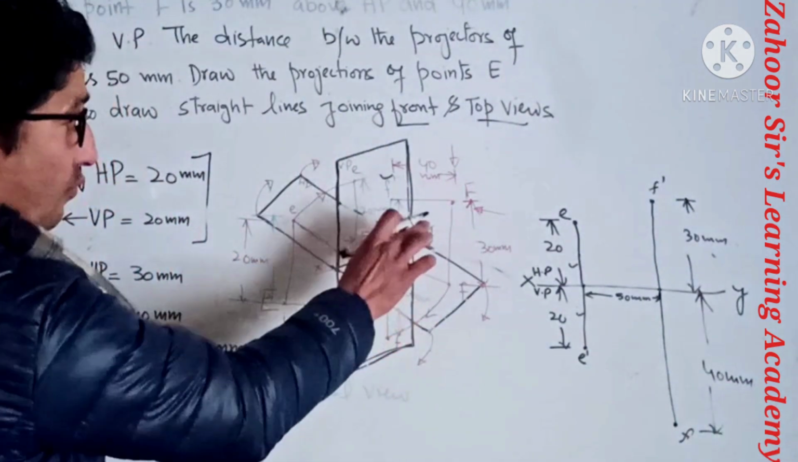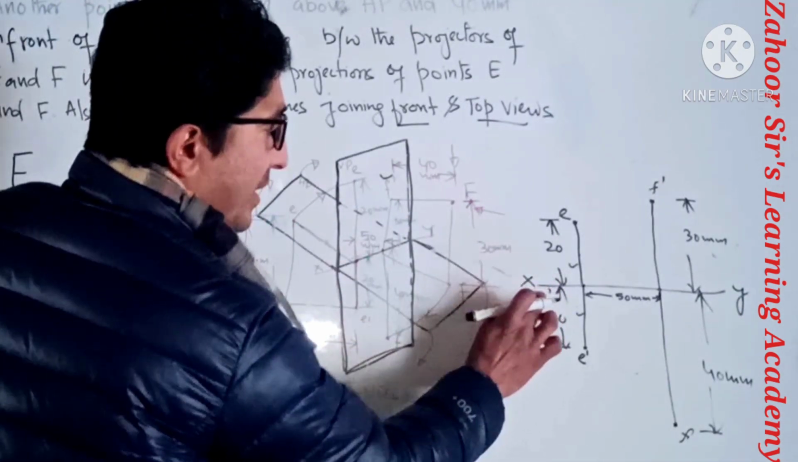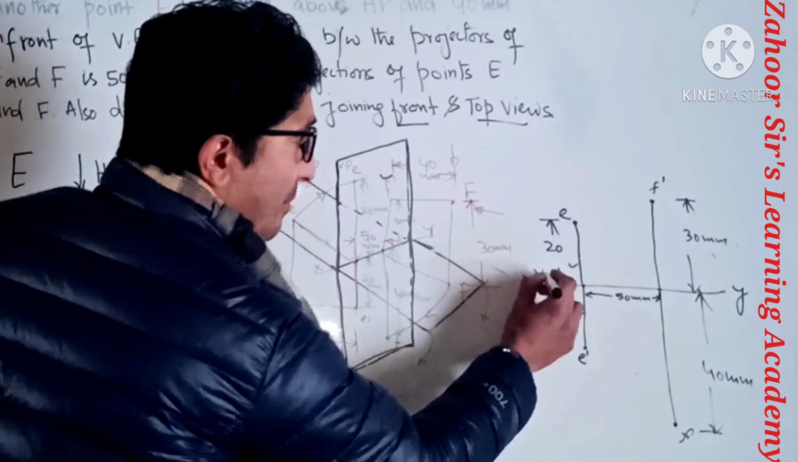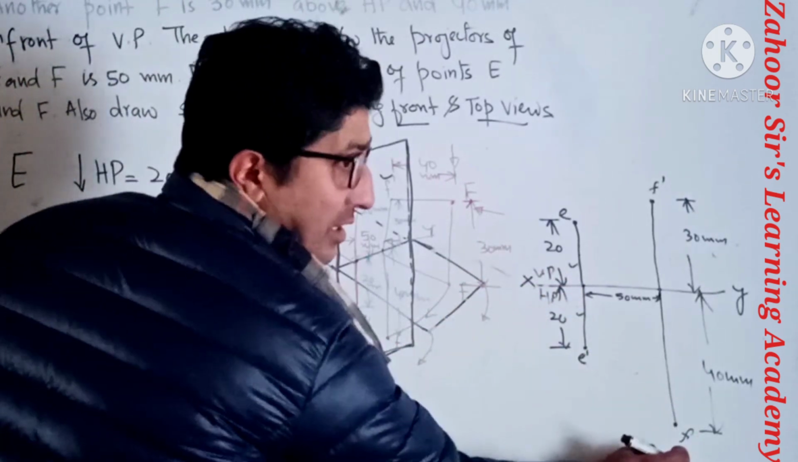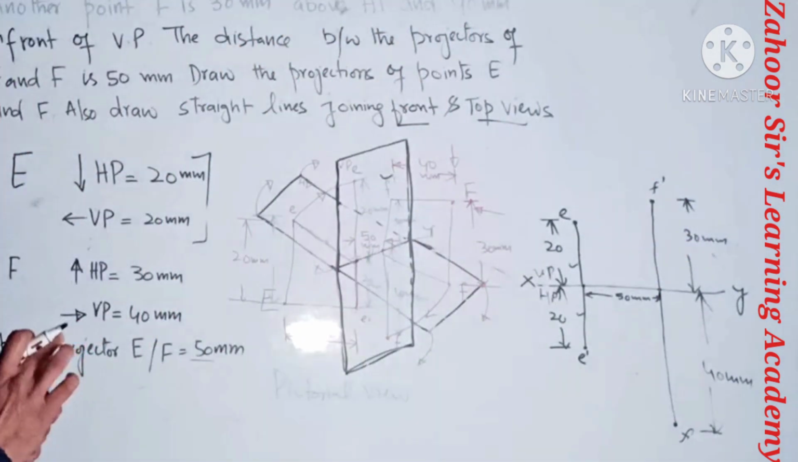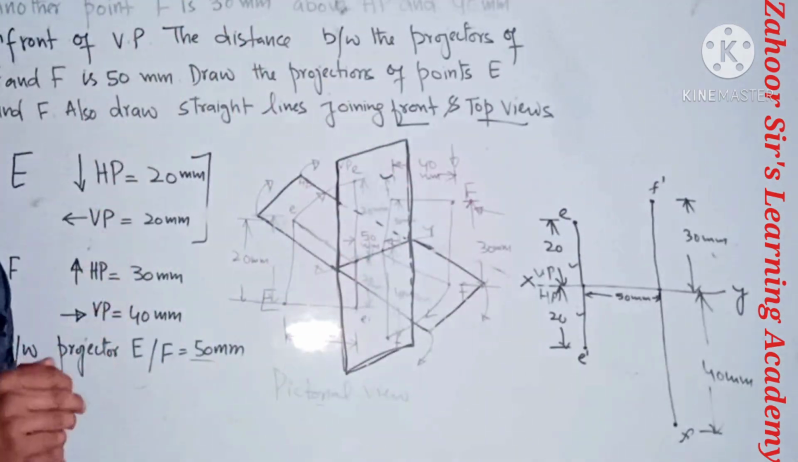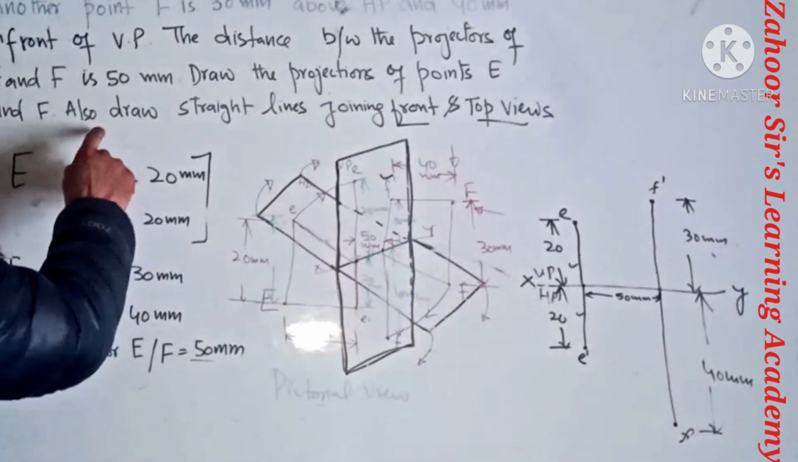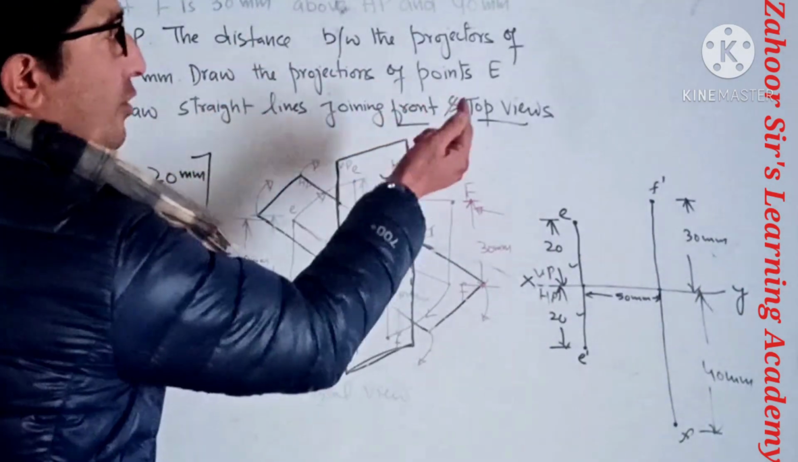And see, this was in the first quadrant, and in the first quadrant the condition is different. In the first quadrant it is VP above and HP below. HP means the top view, VP means the front view. You can clearly see that. Now the last part of the question, this is the diagram of the question. The last part says also draw the straight lines joining the front and top views.